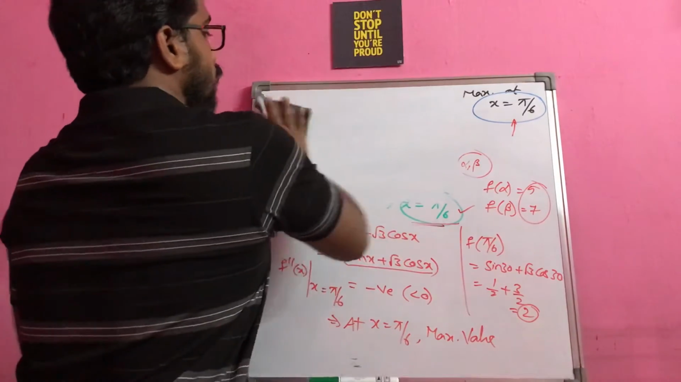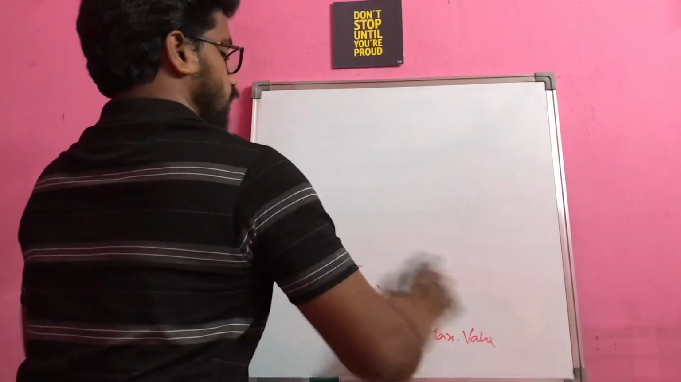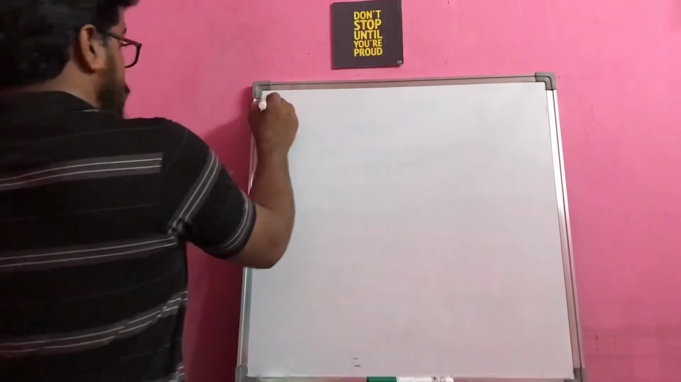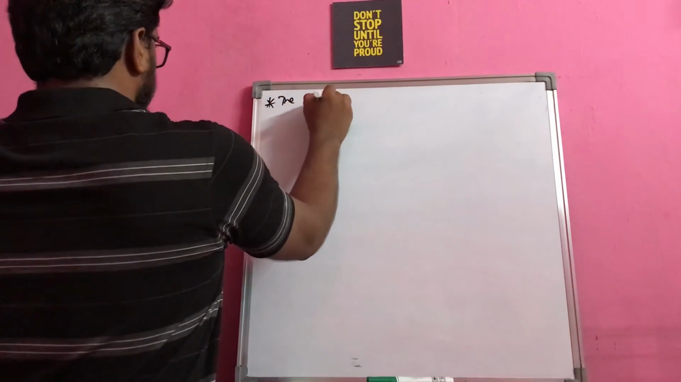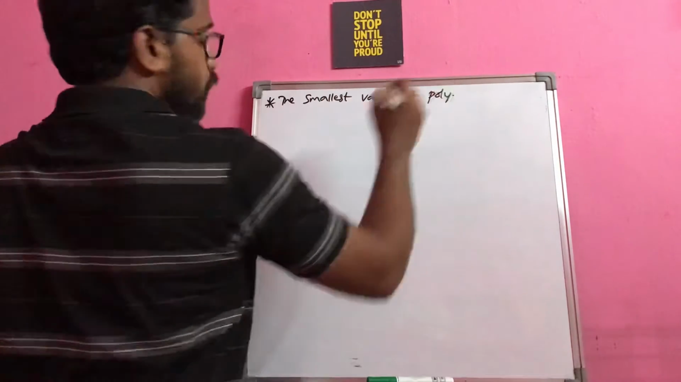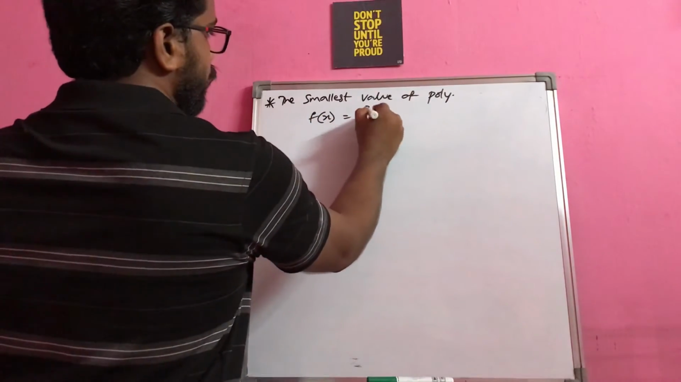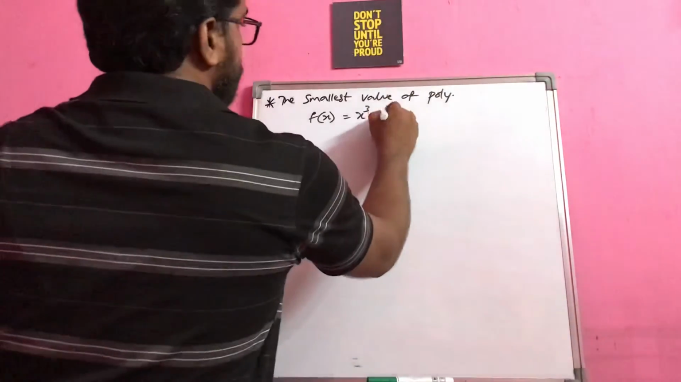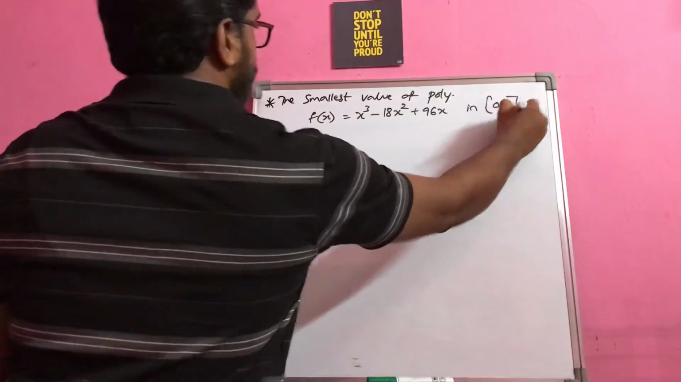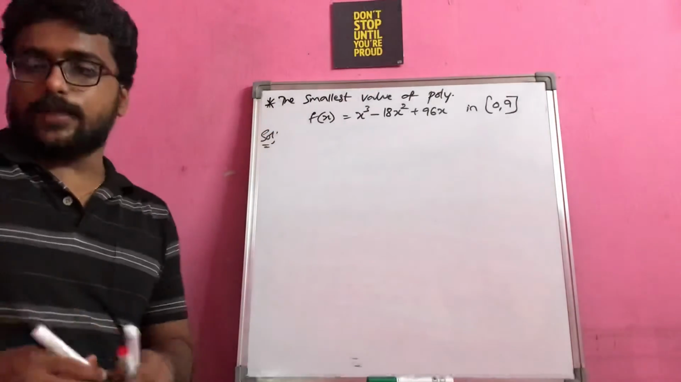Now see this question. They are saying the smallest value of the polynomial in so and so interval. Try to understand this question. The smallest value of the polynomial they have given, f of x is equal to x cube minus 18x square plus 96x, in the interval 0 to 9. Okay, 0 to 9.